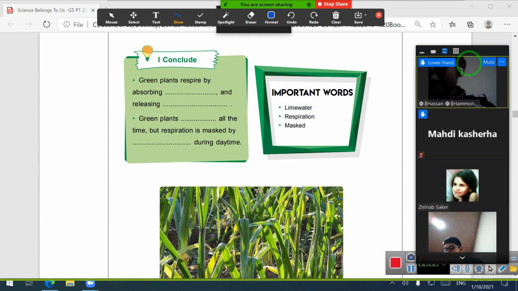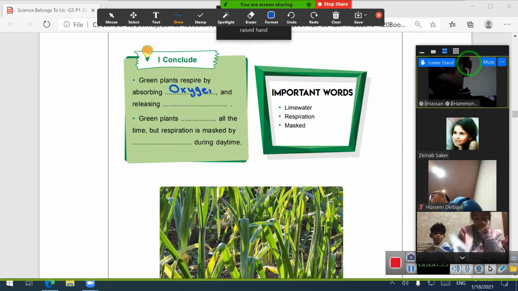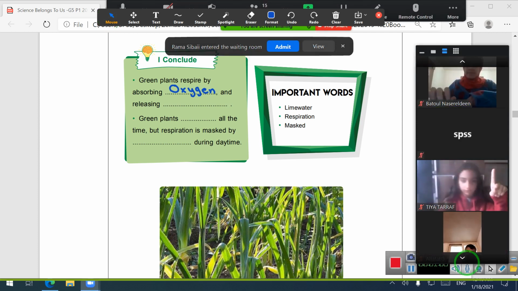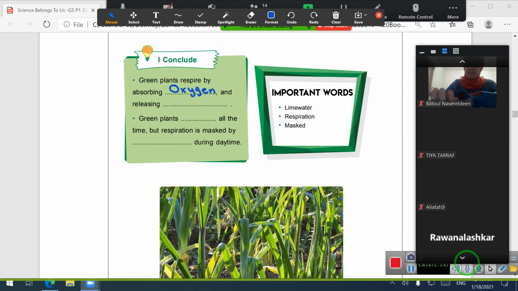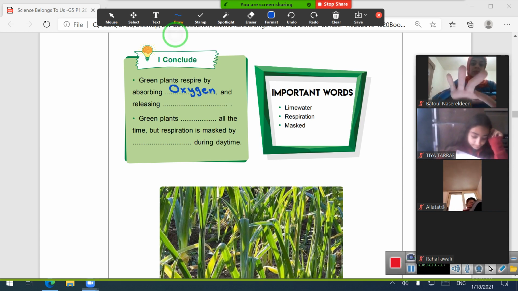Green plants respire by absorbing O2 and release CO2. Excellent. So green plants respire all the time, but respiration is masked by photosynthesis during daytime. Excellent, Hassan. Please, let's write the answer now.